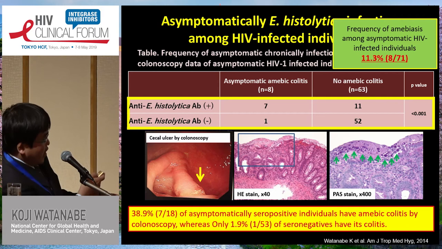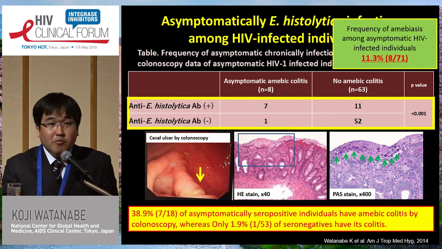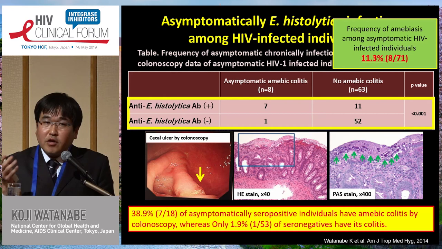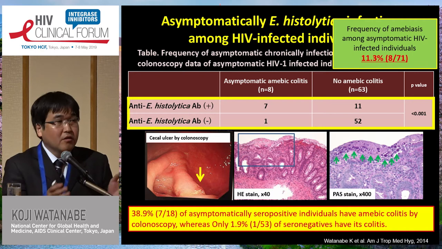And you see an antibody result. Among antibody positives at colonoscopy, 7 among 18 had the disease, and among negatives, only 1 of 53 had disease caused by Entamoeba histolytica. So I want to say that asymptomatic, histolytica-seropositive individuals very frequently have disease on colonoscopy.